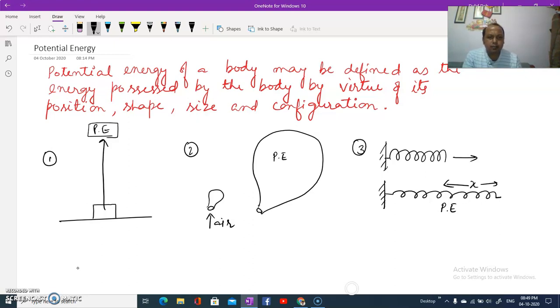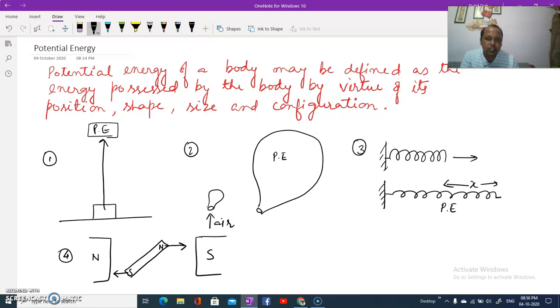Let me give you another example, the fourth one. Suppose a magnet is there. Let this be the north pole of the magnet and let this be the south pole of the magnet. Now, we keep this magnet in between a pair of magnetic poles. Let this be the north pole and let this be the south pole. What do you think will happen? This magnetic north pole will repel the north pole of the smaller magnet, and the south pole will attract. So a force will act on the north pole in the direction as shown here. Similarly, the south pole will be attracted towards the north pole, and this south pole will repel it.